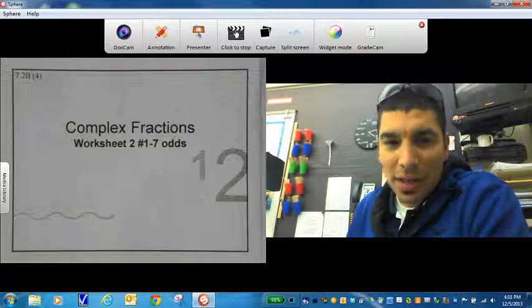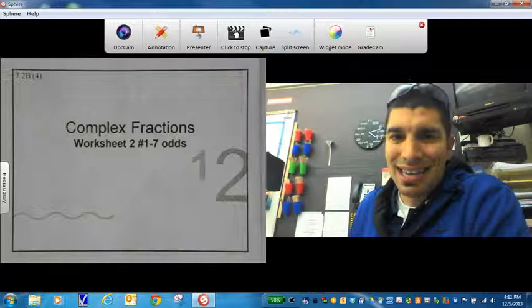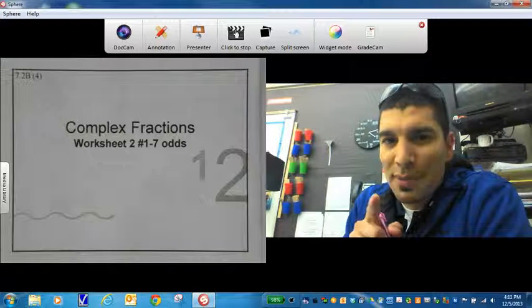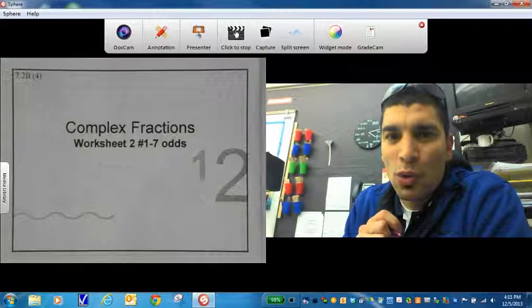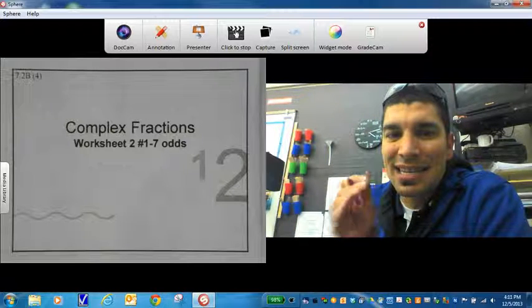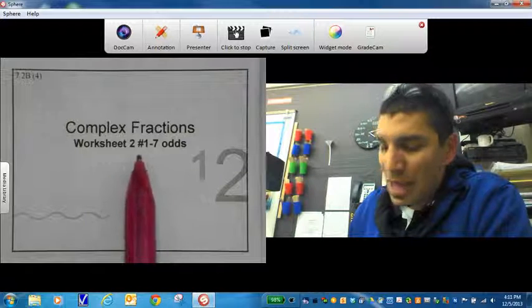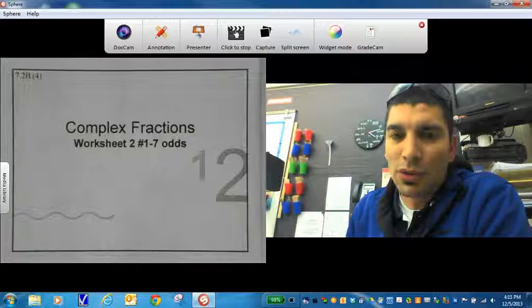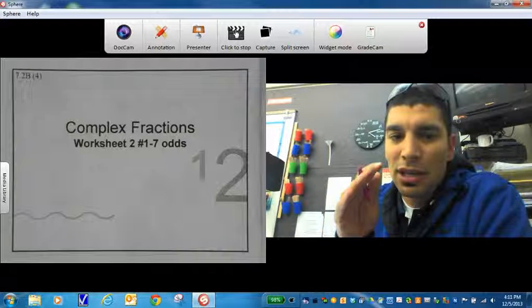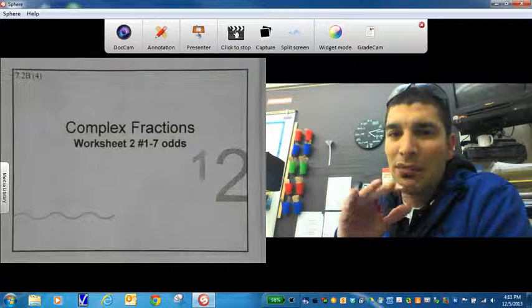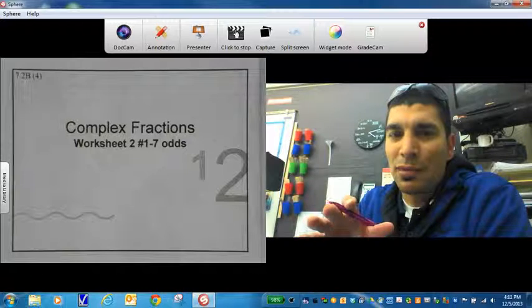What we're going to learn about today is complex fractions. Your homework assignment tonight is only 7.2b. We skipped this last time. It is the worksheet 2, and you're doing 1 through 7 odds. We will not have to go back and do any of the problems out of the book. If you understand how to do this, you will be fine for complex fractions.